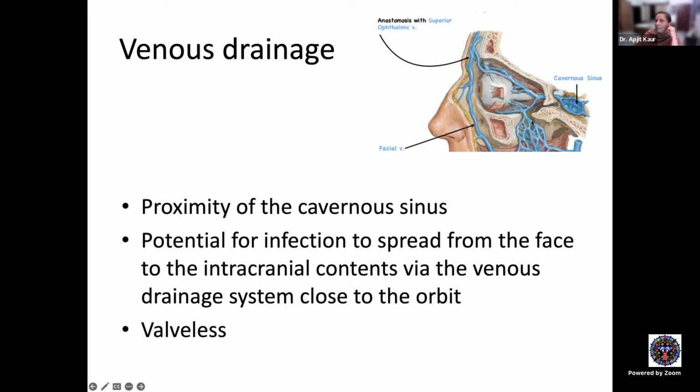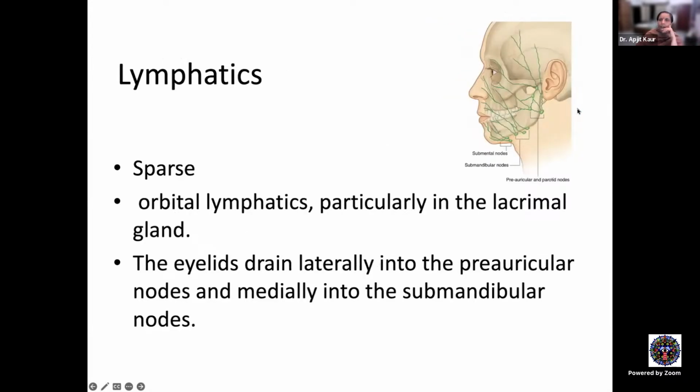The pterygoid plexus here goes through the inferior orbital fissure, again to connect with the orbital veins and go into the cavernous sinus. What is important is to remember that these veins are valveless. So what is the importance? That any ascending infection is purely going to ascend. Lymphatics are few, but they are there. And you see they are aligned along the lateral part of the face. The eyelids drain here, majorly here.